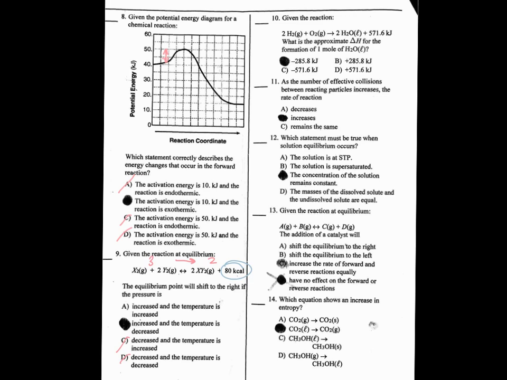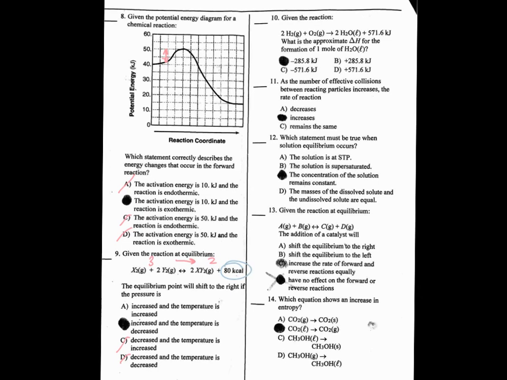Remember keywords, if you increase or add something, then you want to move away from it to get rid of it. Whereas if you took away something or decreased it, you want to move towards it in order to put it back.